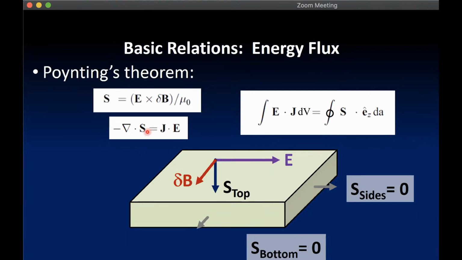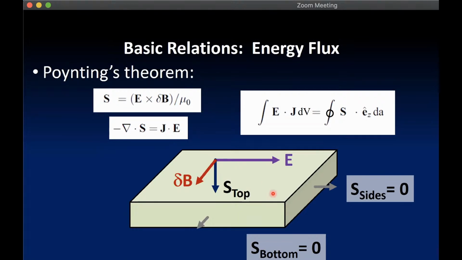The divergence of the Poynting flux, the negative of that divergence, corresponds to the J dot E dissipation at a given point in space. If you integrate over volume, then the integral of E dot J over a volume is the same as the surface integral of the Poynting flux into that volume. And in the ionosphere, if the ionosphere is this block that I've drawn here, where this is the top, you have an electric field in that direction and a magnetic perturbation in this direction, and then E cross delta B is a Poynting flux down into the volume.